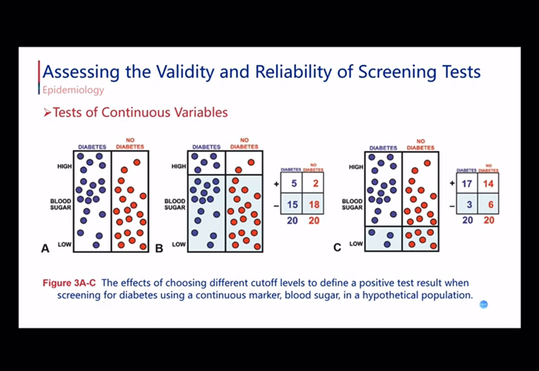As shown in Figure 3c, what if a low cutoff level is chosen? Very few diabetics would be misdiagnosed. What then is the problem? A large proportion of the non-diabetics are now identified as positive by the test. As seen in the 2 times 2 table, the sensitivity is now 85%, 17/20ths, but the specificity is only 30%, 6/20ths.